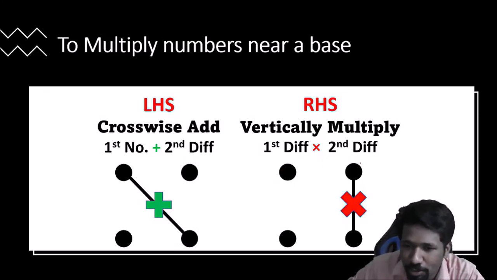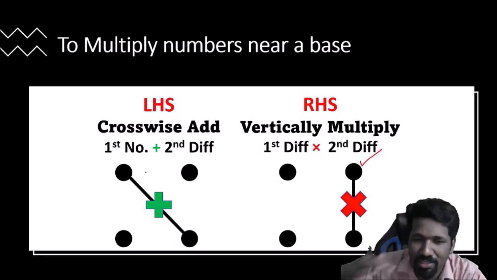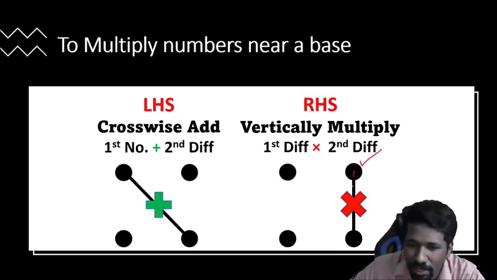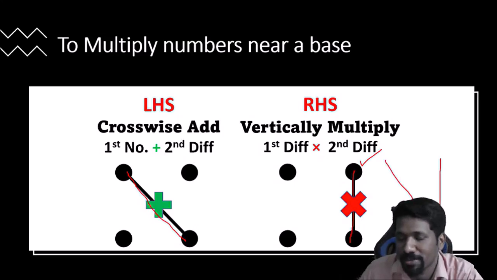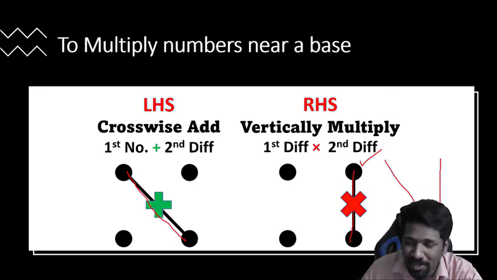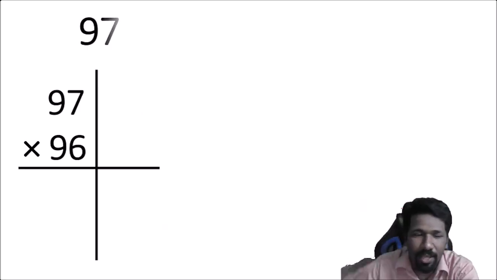Vertically and crosswise means, first, look at this image, because images we will memorize easily. So this is called the vertical step. This is called the crosswise step. Vertical step and a crosswise step. Vertical and crosswise. So what is vertical? What is crosswise? That is what I'm explaining.